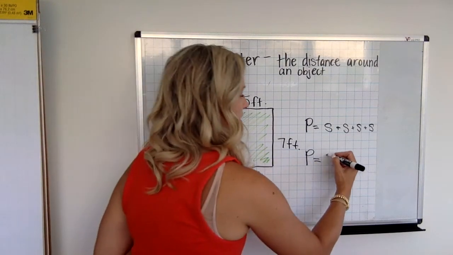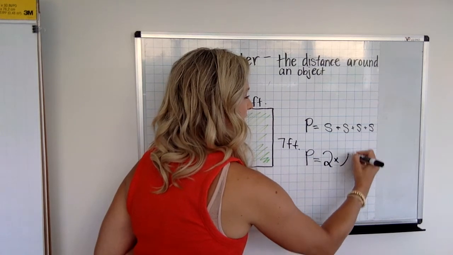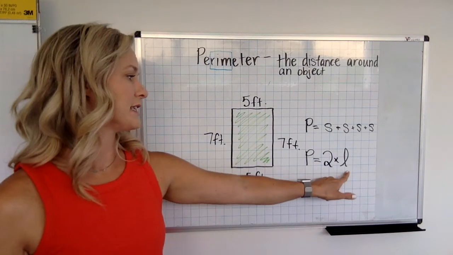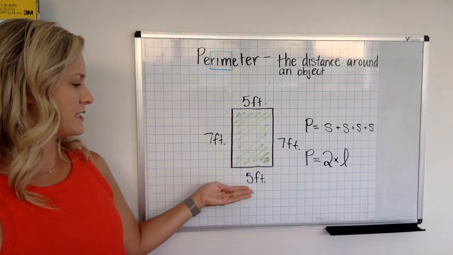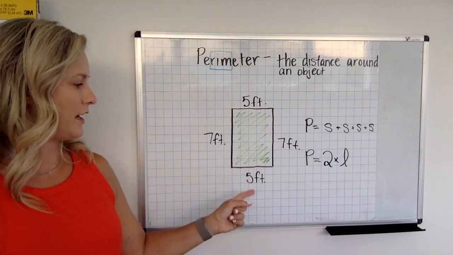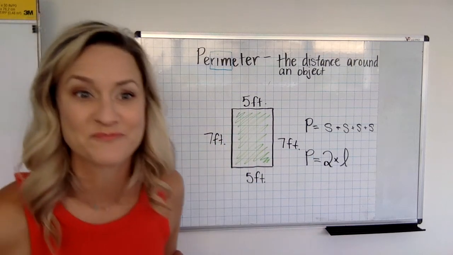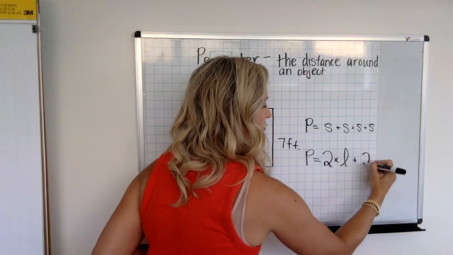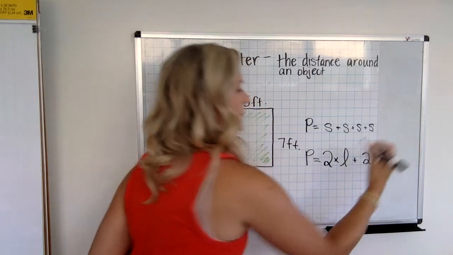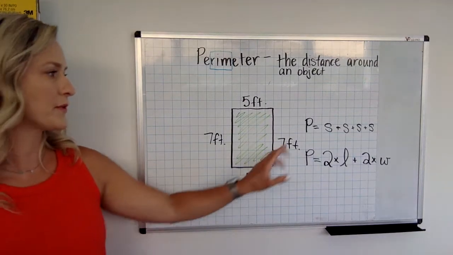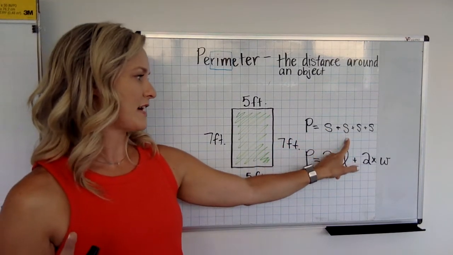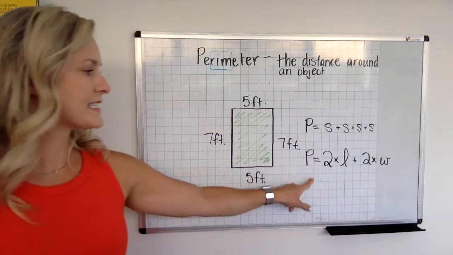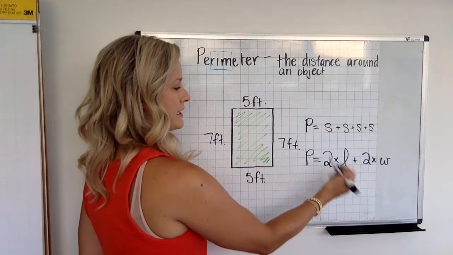So we could write 2 times, I'm going to write a fancy L so it doesn't look like a 1. Okay, so 2 times length plus, how many times did we have the width? 2. So plus 2 times the width. Okay, so let's check this out. If we were to do 5 plus 7 plus 5 plus 7, we already said we'd get 24, right? So let's see if we do 2 times the length, what we would get.